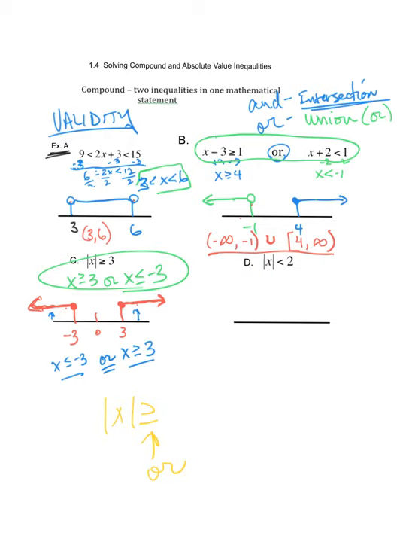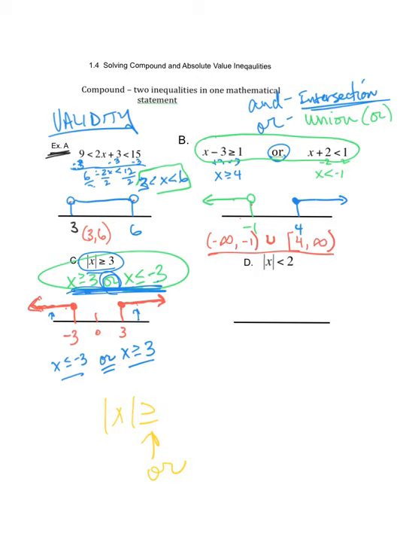So when we had this, the absolute value of x is greater than or equal to 3, we wrote two inequalities. Our inequalities were x is greater than or equal to 3, or x is less than or equal to negative 3. So I'm sort of going to parallel that.